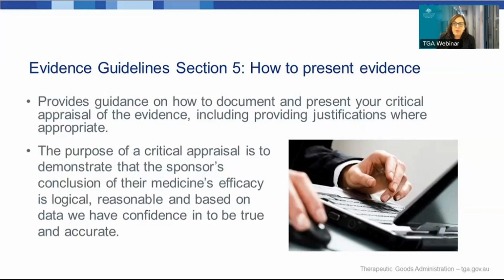Section 5 shows how to present your evidence. It provides guidance on how to document and present your critical appraisal of the evidence, including providing justifications where appropriate. The purpose of a critical appraisal is to demonstrate that the sponsor's conclusion of their medicine's efficacy is logical, reasonable, and based on data we have confidence in to be true and accurate. Having a strong and clear narrative or critical appraisal that draws the body of evidence together is very important in the evidence package to ensure that you can demonstrate to the TGA that the efficacy of your medicine is acceptable.